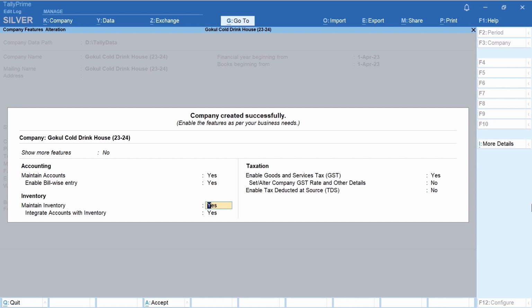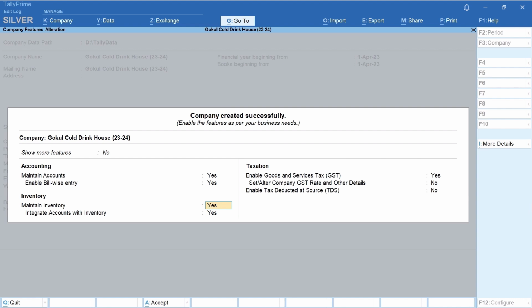The next feature is maintain inventory. A trader buys and sells goods, so they need to track what's in stock, what's sold, and what needs to be ordered. A manufacturer, on the other hand, needs to manage raw materials, work in progress, and finished goods. Without proper inventory records, it becomes difficult to manage stock levels, plan purchases, and keep customers satisfied. That's why maintaining inventory is a must for both traders and manufacturers.